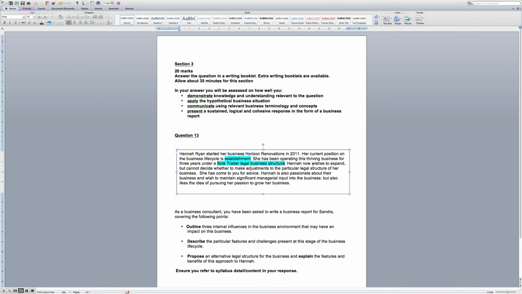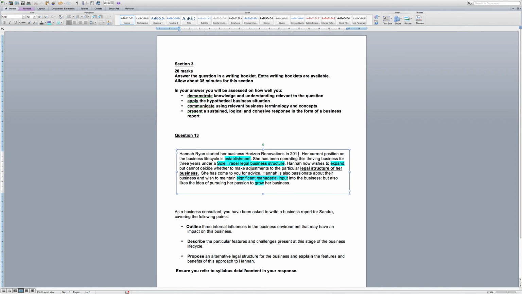Hannah now wishes to expand, so that refers to growth, but cannot decide whether to make adjustments to the particular legal structure of her business. That's important because that's what we're going to be looking at in the question. She's come to you for advice. As such, you are going to recommend some advice. Hannah is also passionate about her business and wishes to maintain significant managerial input. So she wants to maintain control. That's very important because you need to address that in the question. But she also likes the idea of pursuing her passion to grow, again looking at that issue of expansion in her business.